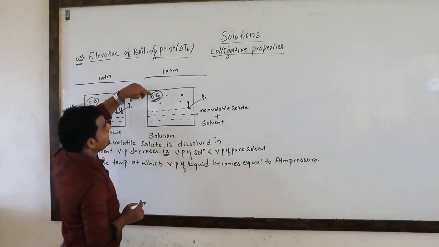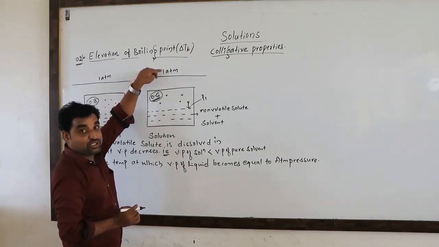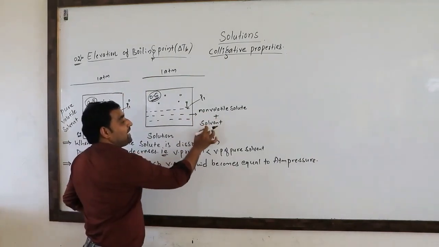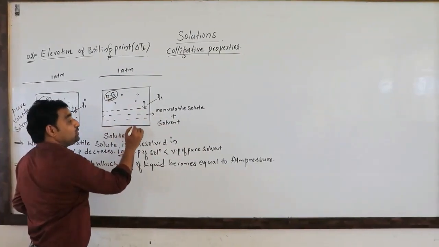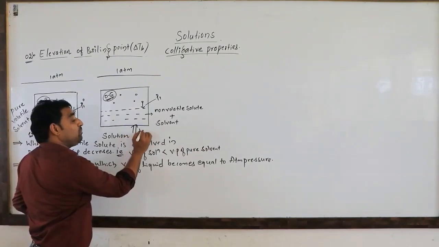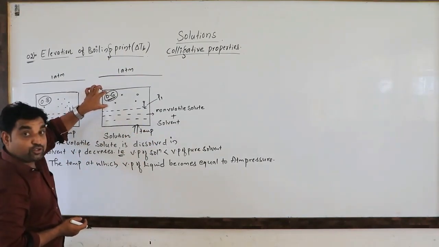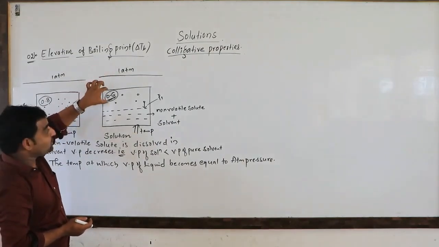So the vapor pressure, for example, we have taken as 0.6. Now atmospheric pressure is 1 atm. So when we add the non-volatile solute, the vapor pressure of the solution is less. Hence we have to give more temperature to make the vapor pressure of the solution equal to the 1 atmospheric pressure, because the vapor pressure is lesser.